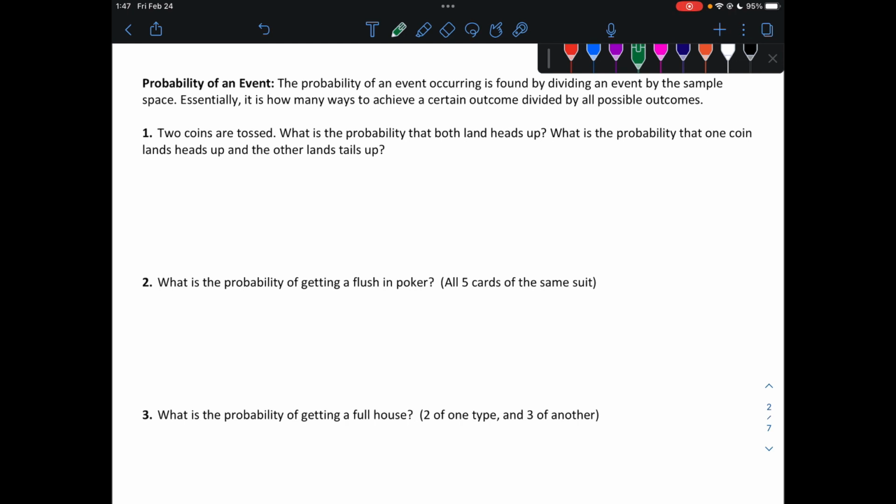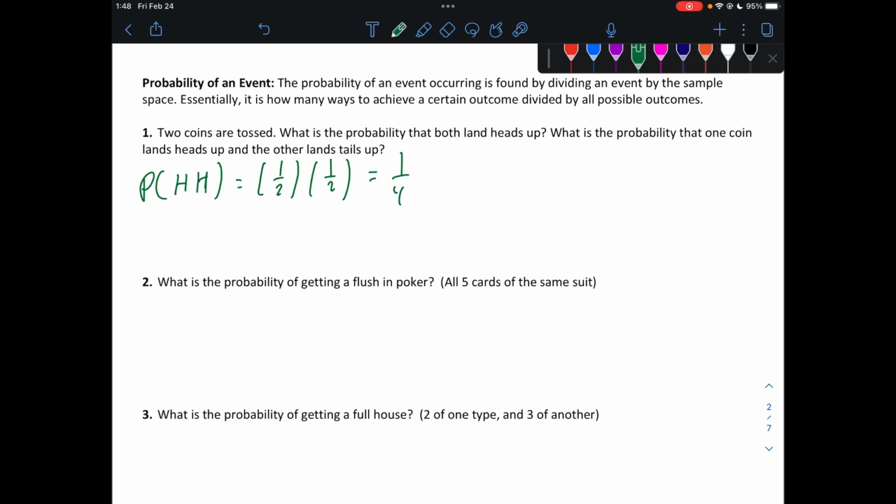Okay, well, this is a pretty basic one to start with here. So probability of heads, heads, right? The probability of the first one being heads is 1/2. The probability of the second one being heads is 1/2. So then our probability is 1/4.